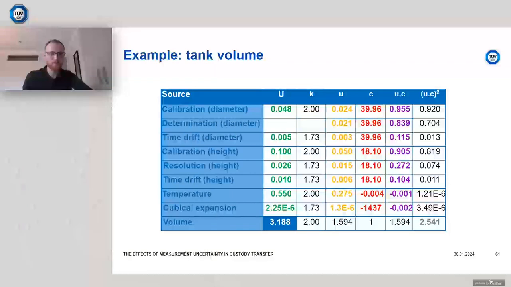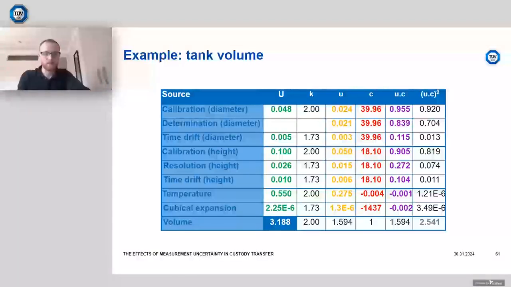So if we look at our budget here, the first thing to notice is that in our previous example, we had one uncertainty for one parameter. Sometimes you can have multiple uncertainties for one parameter. So if you look at the diameter, there's a calibration uncertainty. So this might be the uncertainty in previously calibrating the device that's been used to make the measurement. There's the determination process. So how do you actually measure it? There's going to be an uncertainty in that. The tank diameter might drift over time.